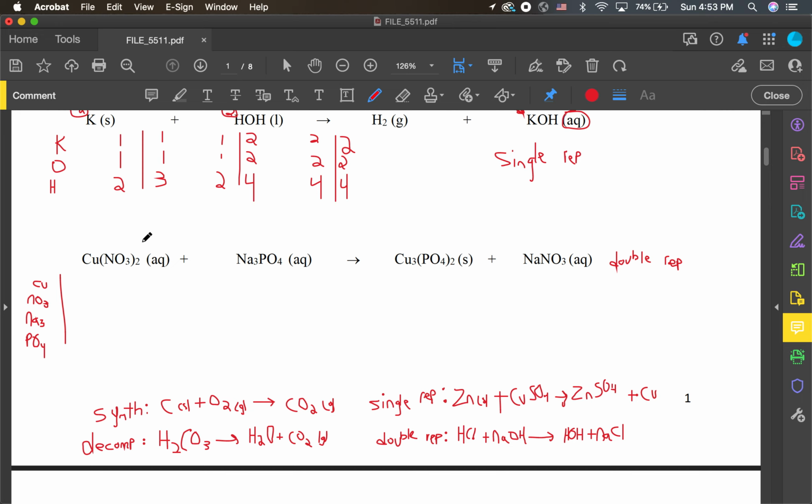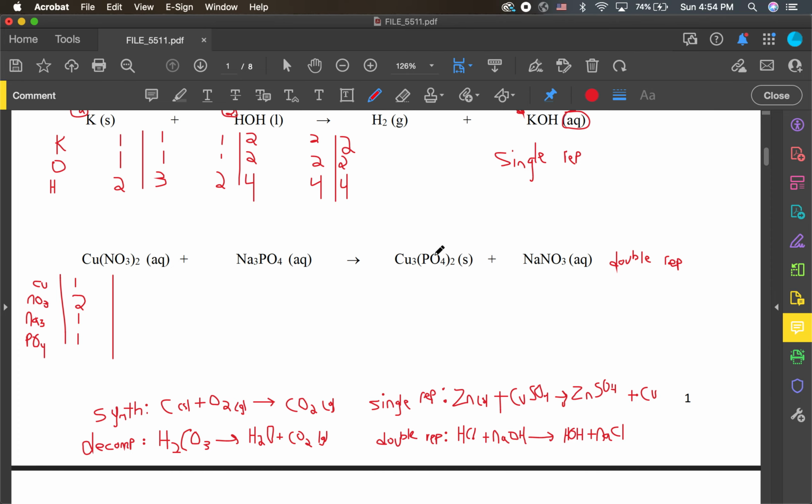Okay, so on the left side right now, we've got one copper. We have two NO3s, because it's Cu(NO3)2, so we've got 2 of these guys. We've got one Na3, and we've got one PO4.